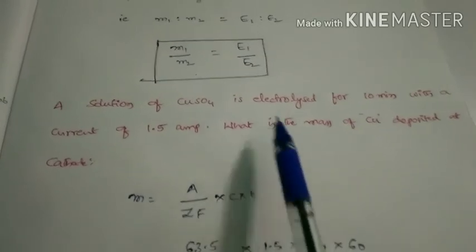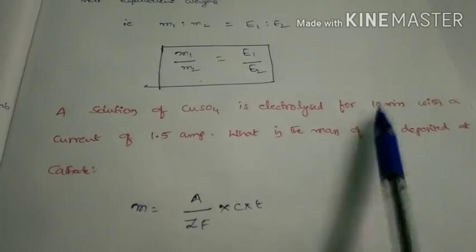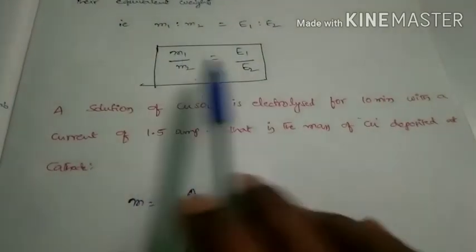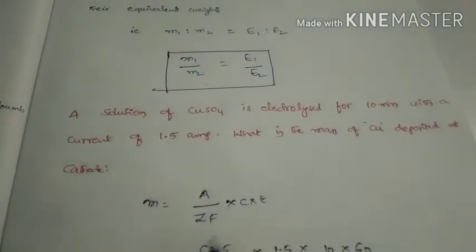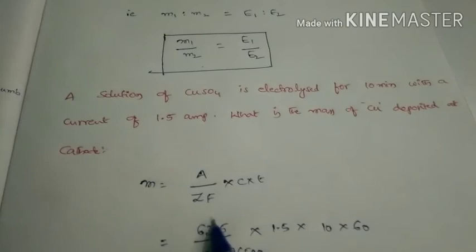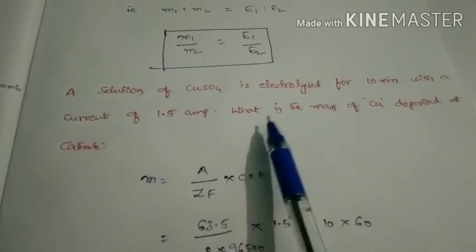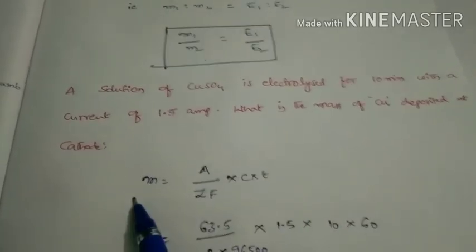That means M. In this question, current is given, time is given, and we have to find M. So by using this formula we cannot calculate. We have to follow Faraday's first law. The formula is M is equal to A by ZF into C into T. We have to find M, because in this question, what is the mass of copper deposited? That means we have to find M.